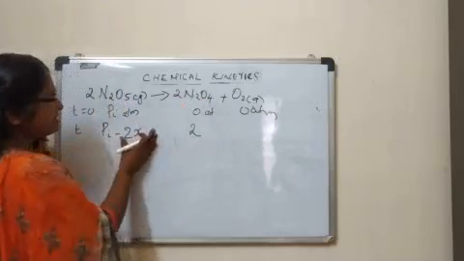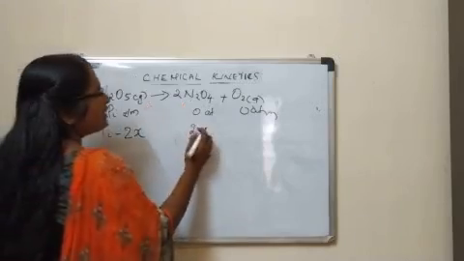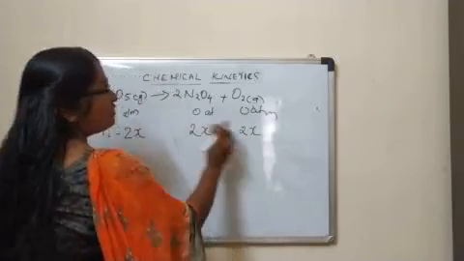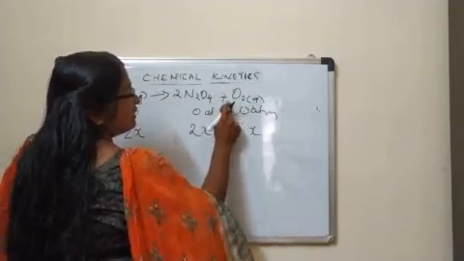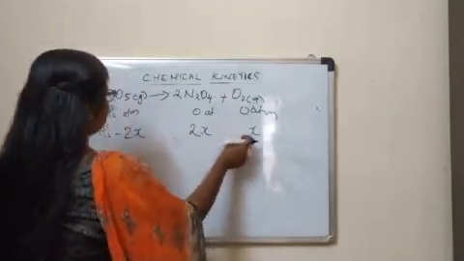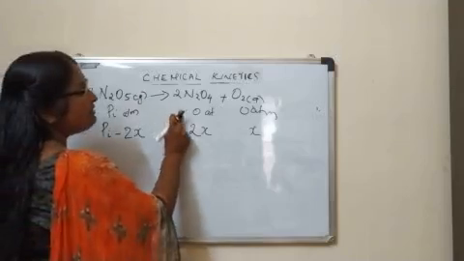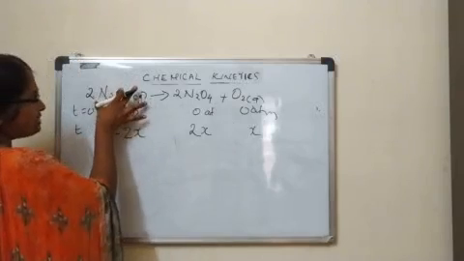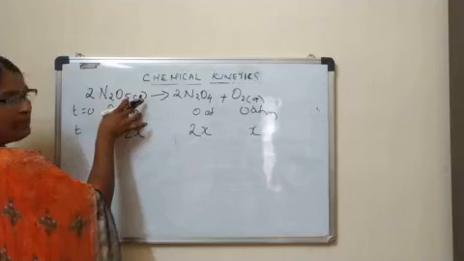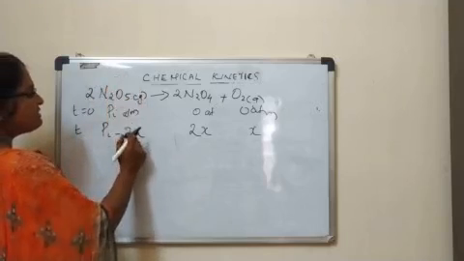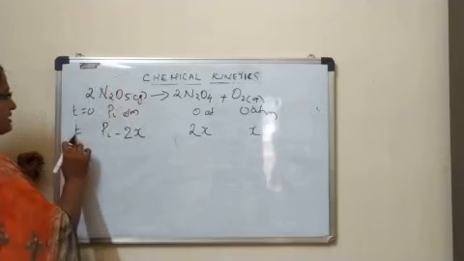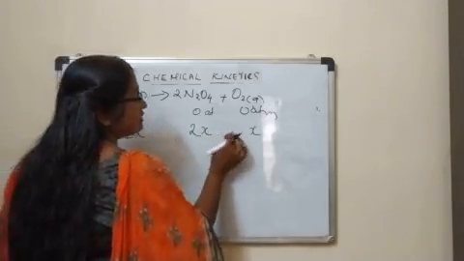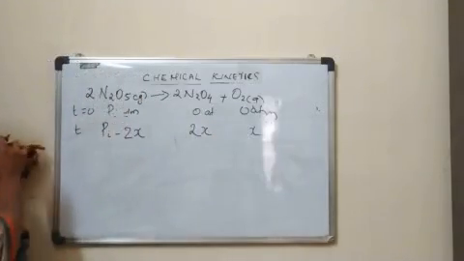So if 2x is the decrease in pressure due to N2O5, then 2x will be the increase in pressure due to N2O4, and the pressure due to O2 will be x, since the coefficient is 1. That is, as 2 disappears, here 2 will be formed and here 1 will be formed. Initially there was a pressure Pi due to N2O5. This pressure is decreased by 2x. Then Pi minus 2x is the pressure due to N2O5, 2x is the pressure due to N2O4 and x is the pressure due to O2.